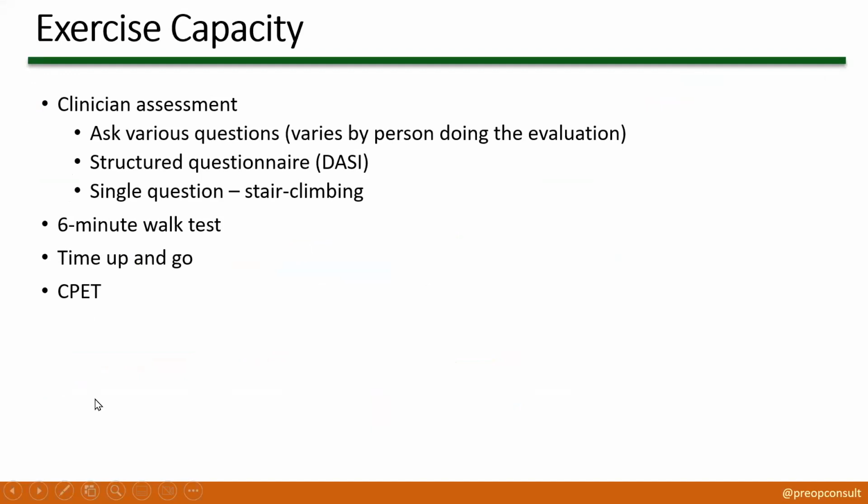Next, the algorithms we're talking about assess exercise capacity. And the way we do that is by clinician assessment, and that can be very variable depending on who's doing the evaluation and what questions they ask. You can use a more structured questionnaire like the Duke Activity Status Index or DASI score, or you can maybe ask just a single question, and the one that's being looked at is stair climbing. Other things that can be done that are more cumbersome, take a longer period of time to do, the 6-minute walk test, timed up and go, or the gold standard of cardiopulmonary exercise testing.